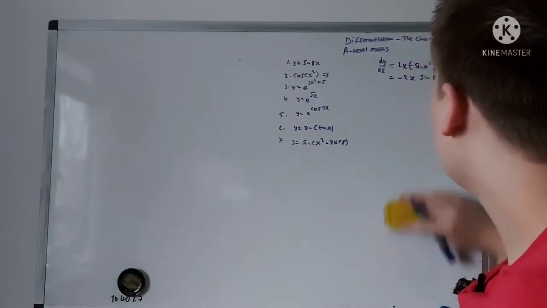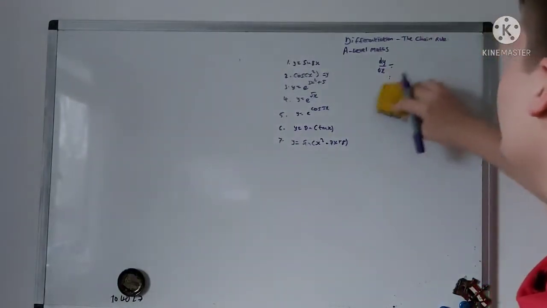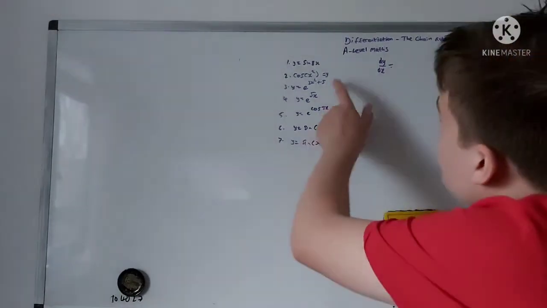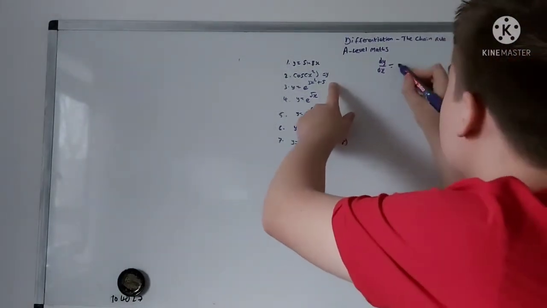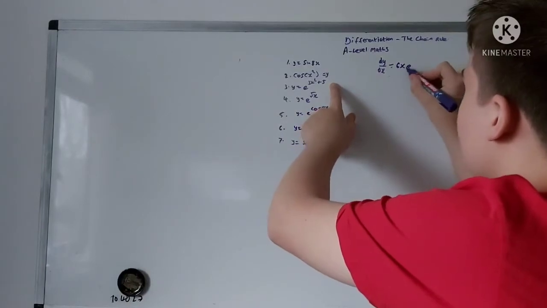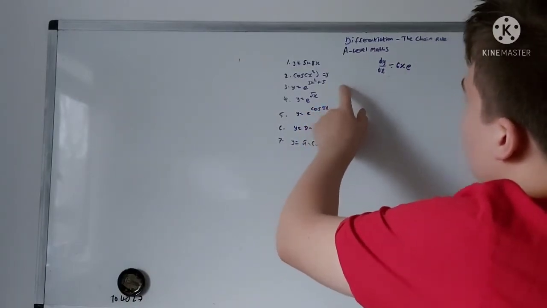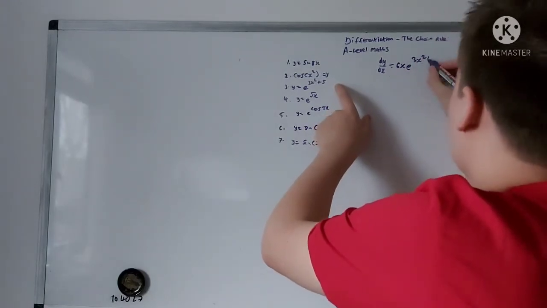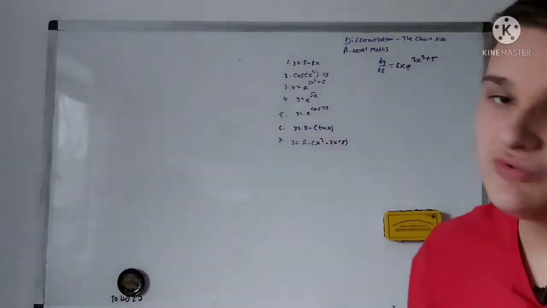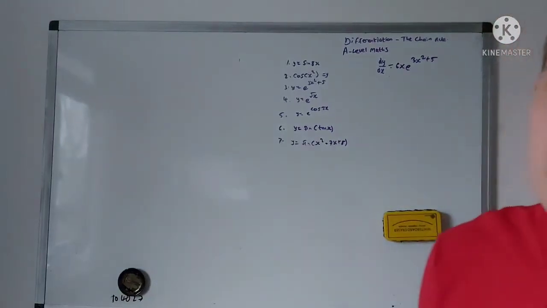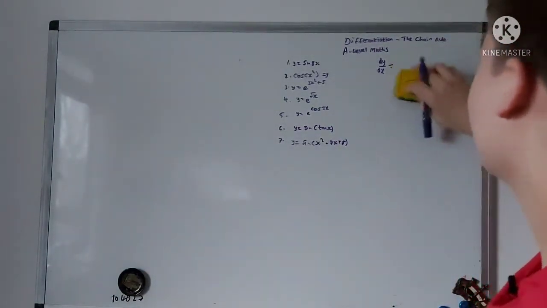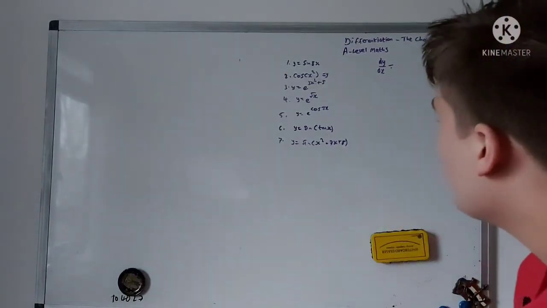For number 3, we've got e in there. Now make sure you know how to differentiate e before you get any further here. So this will differentiate to 6x times e to that. Reason why is because e doesn't change. You need to know that e does not change when using the chain rule, and in general anyway.